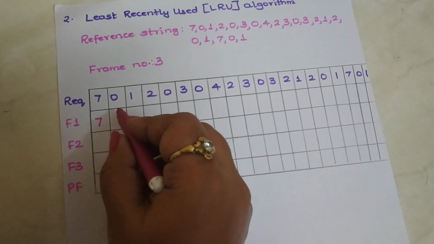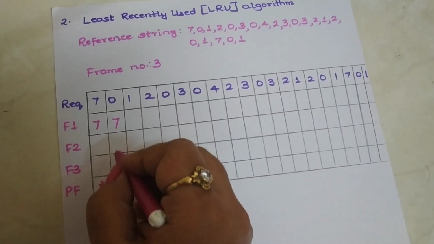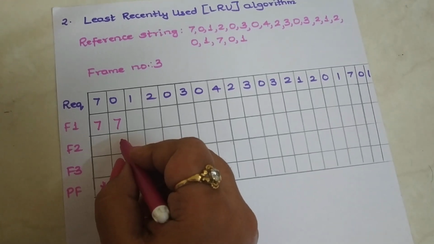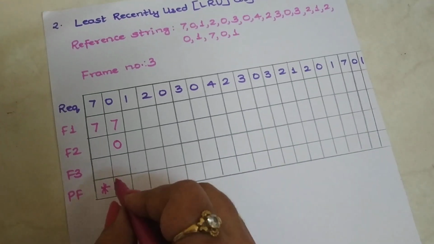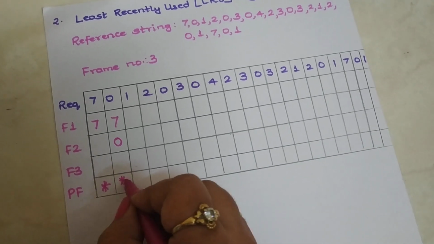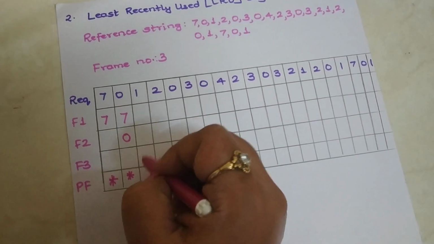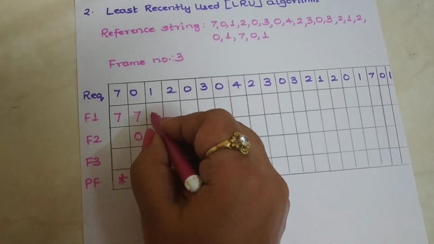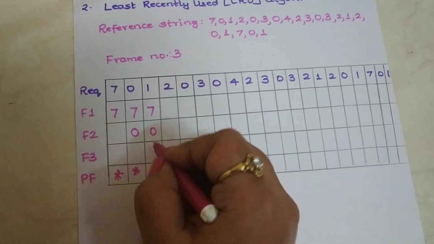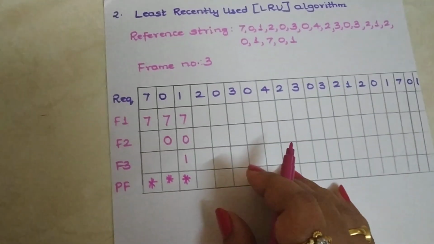Then comes page number 0. 7 will stay as it is. 0 is also not there in the frames, so we have to bring it in. That means it is a page fault. Now the third request is page number 1. Is it there in the frames? No, it is not there, so we have to bring it. So 7, 0, 1. 1 comes into frame number 3, and that is a page fault.